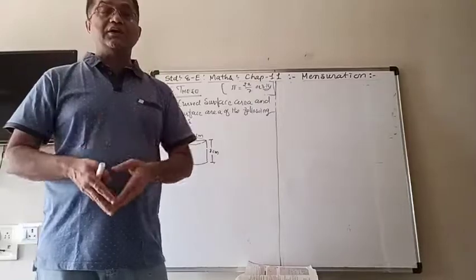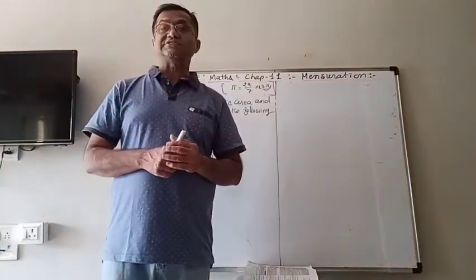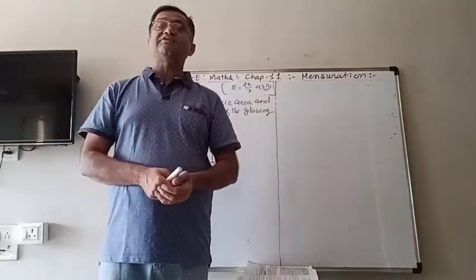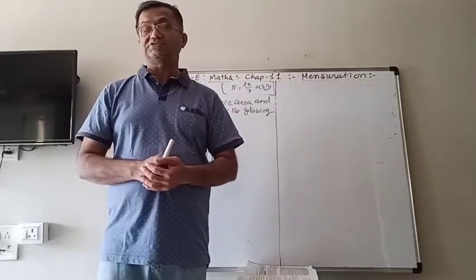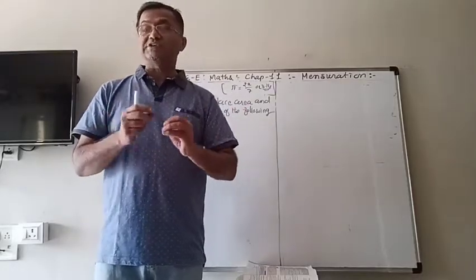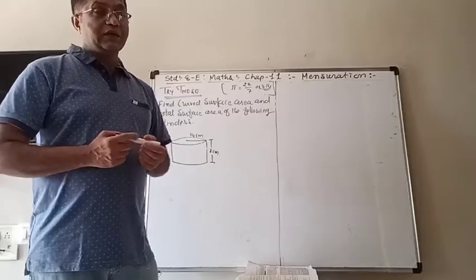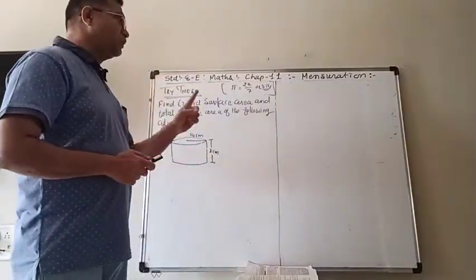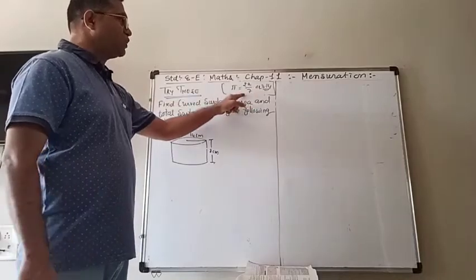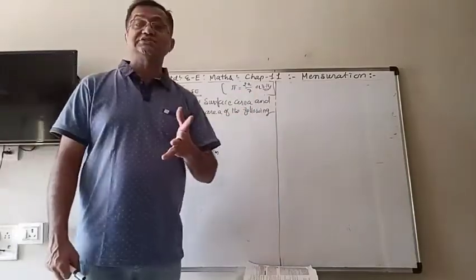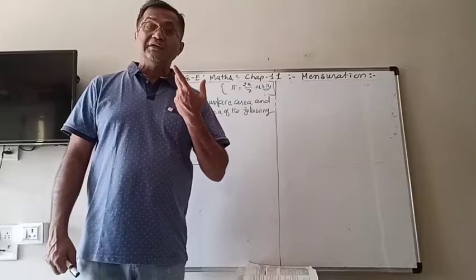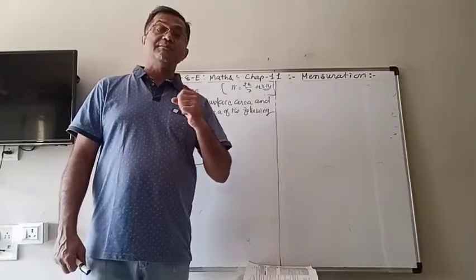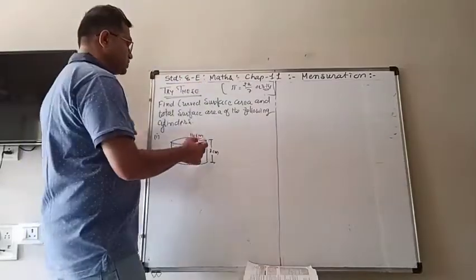But be careful, read the question carefully. Sometimes the value of pi is given in a bracket at the last in the sum: take pi is equal to 3.14. If it is not written, only then 22 upon 7. If you don't read and you take 22 upon 7, then your answer will not come and you will get confused. So be careful and read the question carefully.